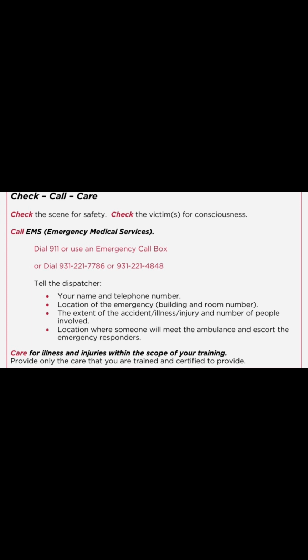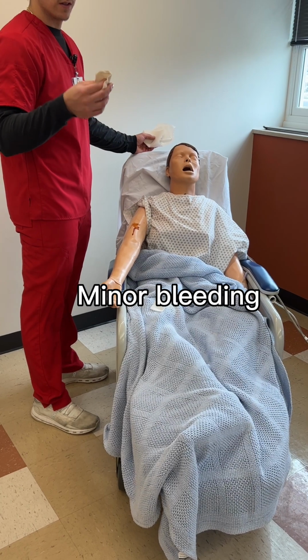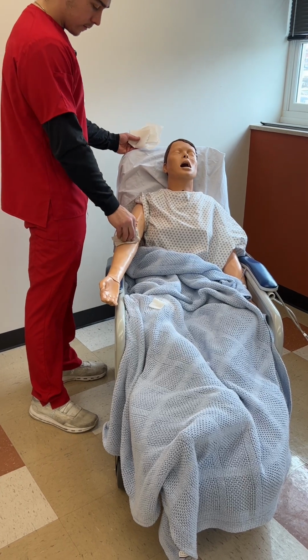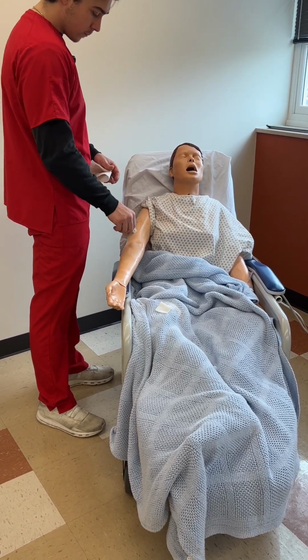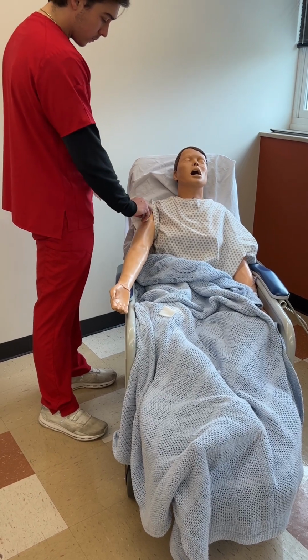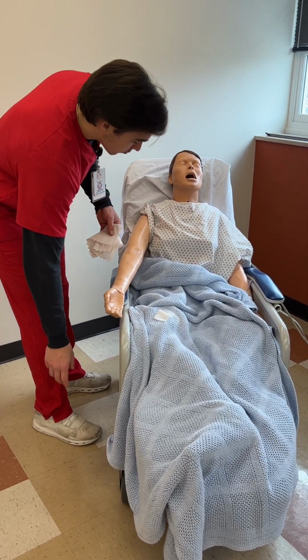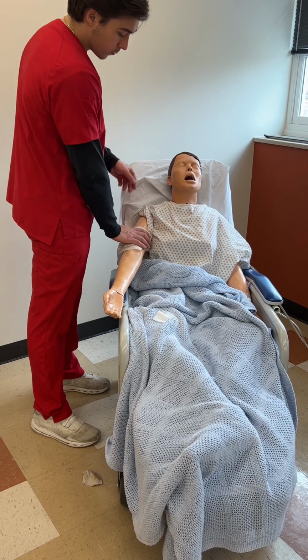First is a minor bleed. Some examples of this could be a paper cut or a scraped knee. You should get the first aid kit in the classroom if that is available. You should put on gloves if you have them to avoid touching the blood. If not, have the victim hold pressure on the wound if they are able.